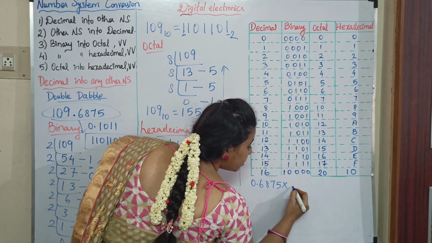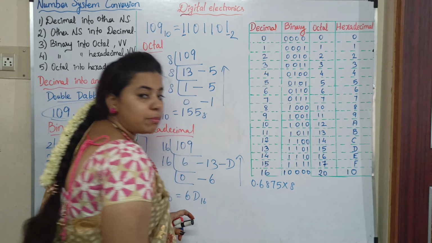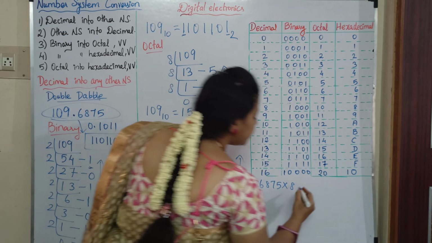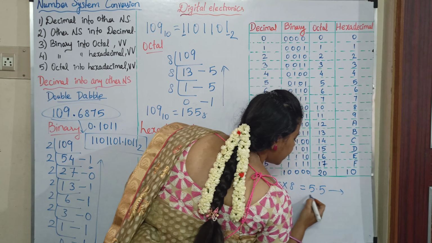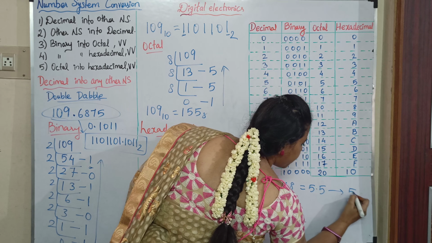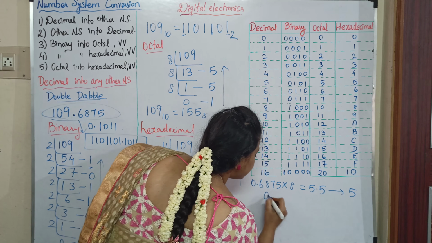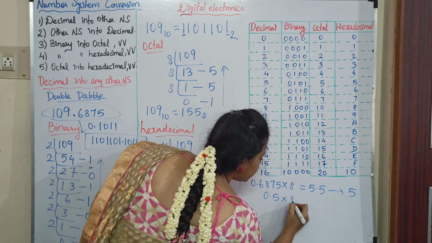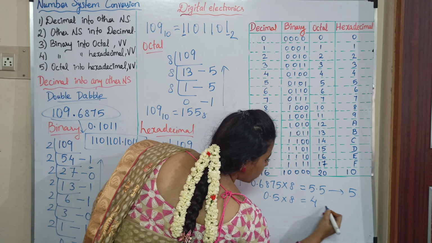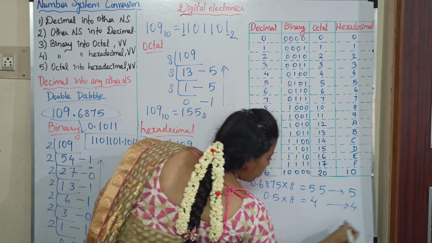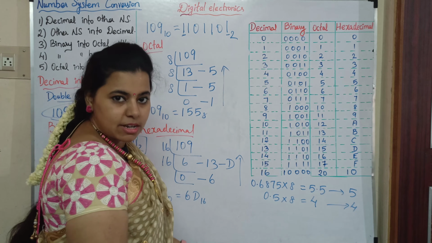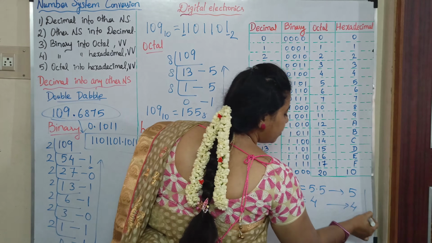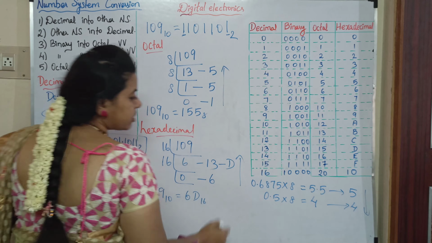0.6875 into 8. Here the octal base value is 8. So 0.6875 into 8 is equal to 5.5. What is the integer part? That is 5. And the fractional part, 0.5 into 8, is equal to 4. Here the integer part is 4 and there is no fraction part. So you can stop here and write the value in forward direction.